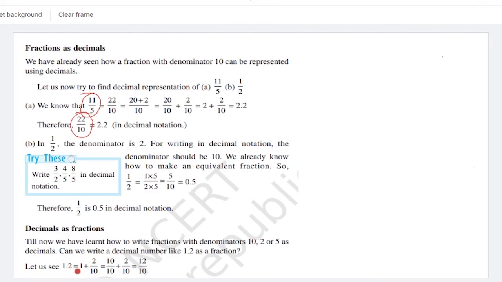While adding this, the denominators should be the same. Only then can you add the numerators. So this 1 is equal to 10 by 10. 10 by 10 means you cancel 10 and 10 and the answer will be 1. So this 1 can be written as 10 by 10 plus 2 by 10. 10 plus 2 is 12. So the answer will be 12 by 10. This is the answer.